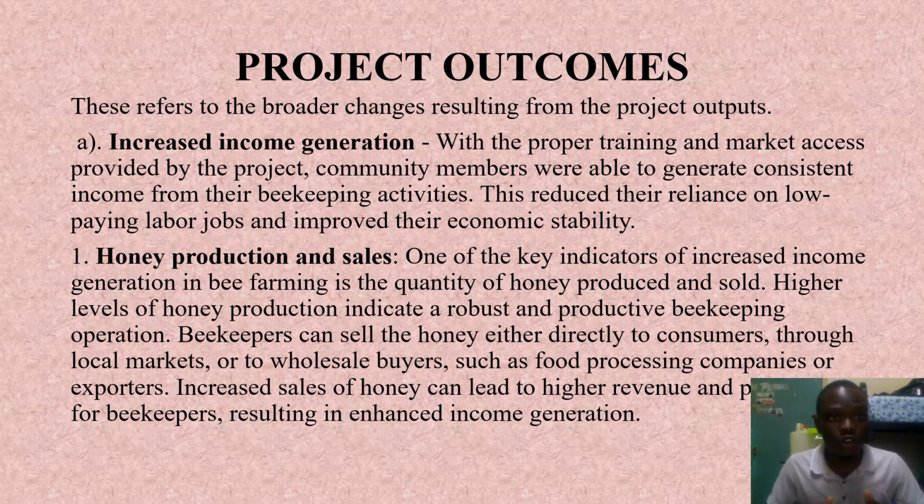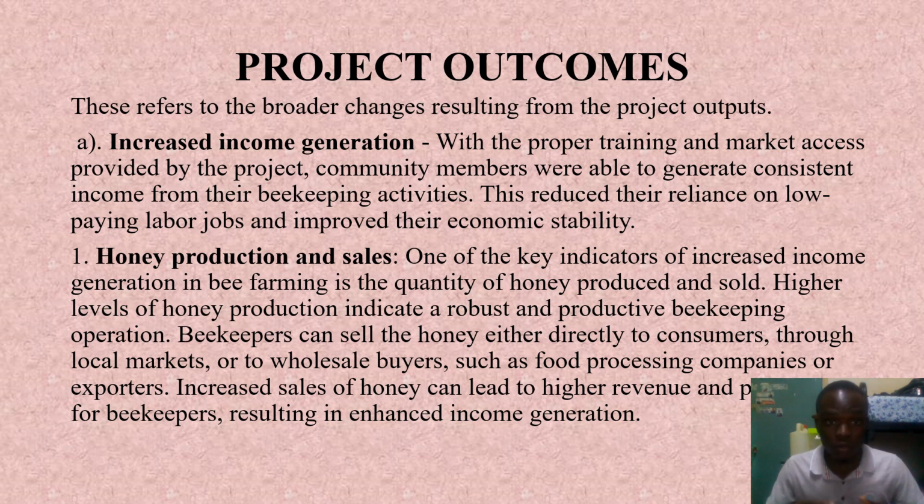I would like also now to go to the project outcomes. Project outcomes refers to the broader changes or results from the project outputs. The first indicator under project outcomes we have is increased income generation. With increased income generation, it implies that there is higher revenue that has been got from the project, from the sales of the products.